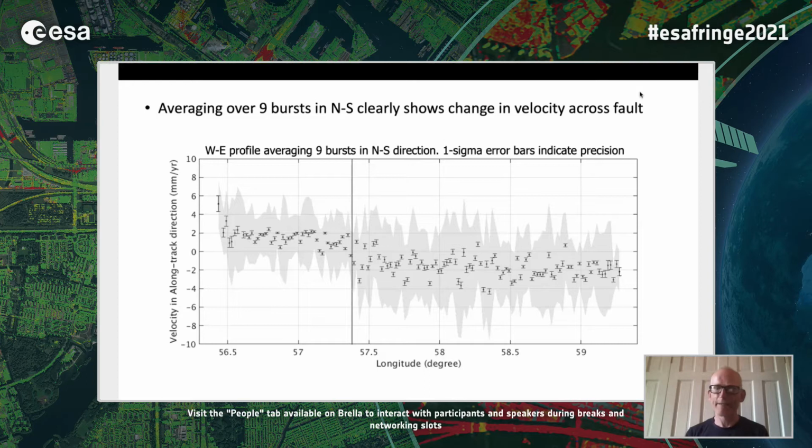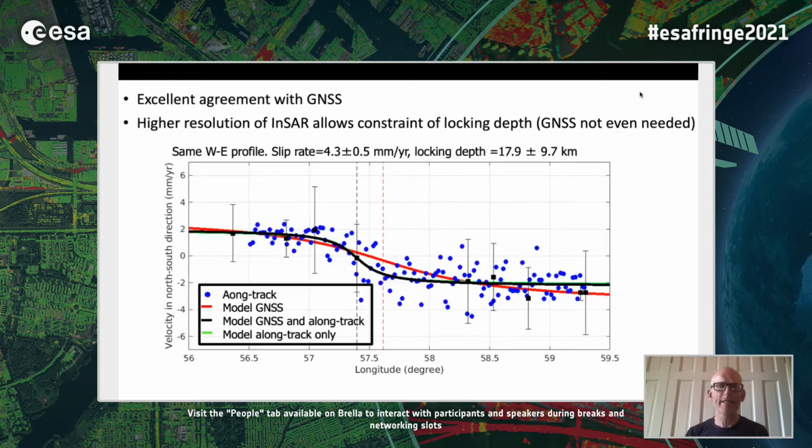So taking these same data, now showing them as blue points, these are the long track measurements. I'm also showing here the GNSS results projected onto this profile, which is shown as black squares with error bars.